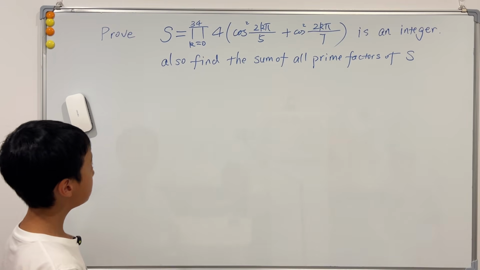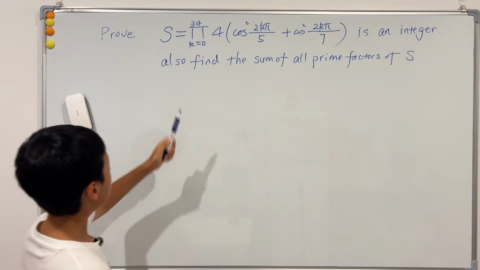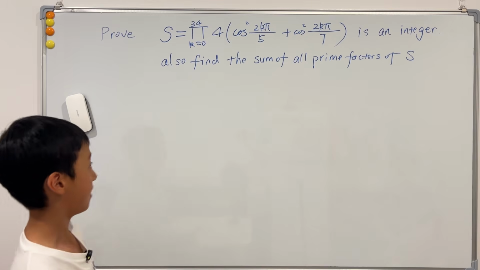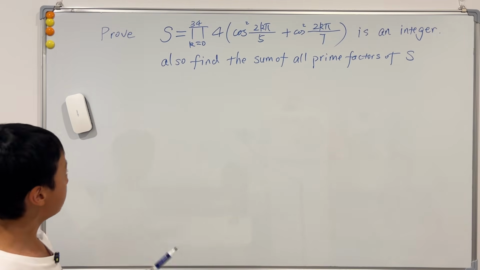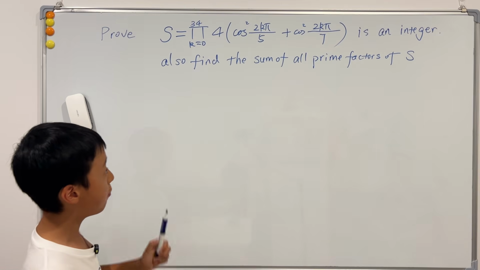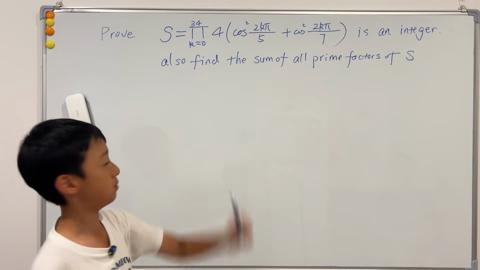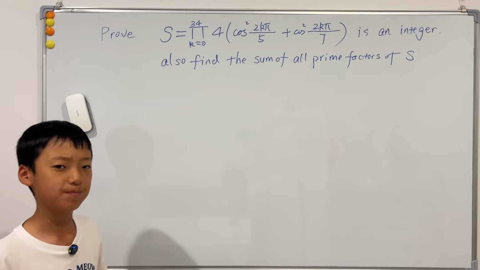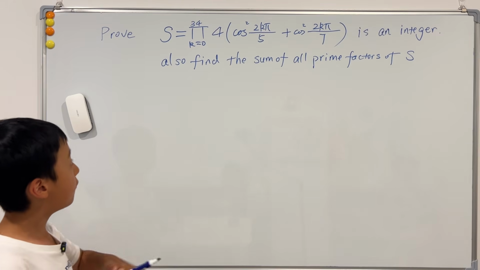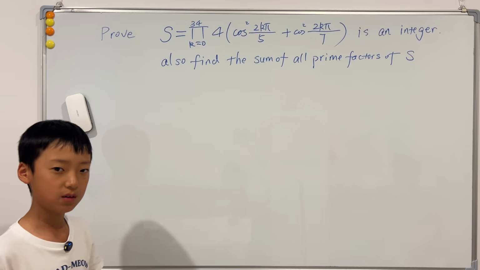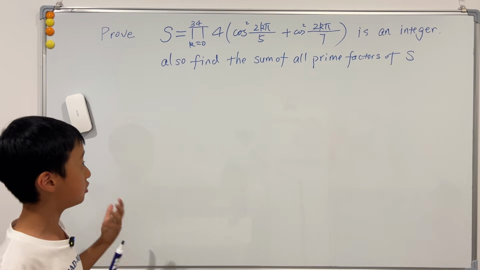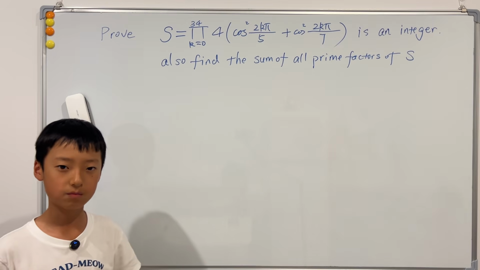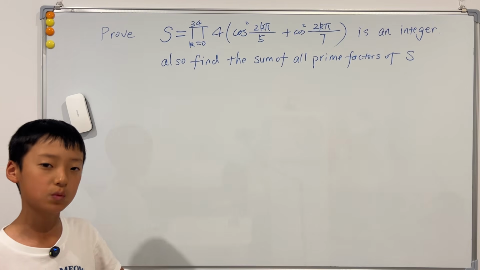What this question wants us to prove is that this whole big thing, or product, is an integer, and we also want to find the sum of all prime factors of this big thing. Okay, so before we can solve this question, we first have to know some prerequisites. Now, what prerequisites should we need?